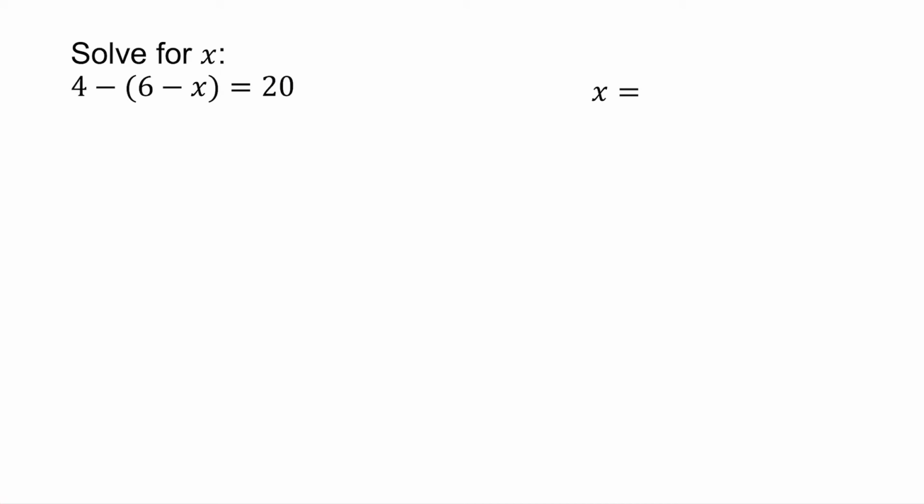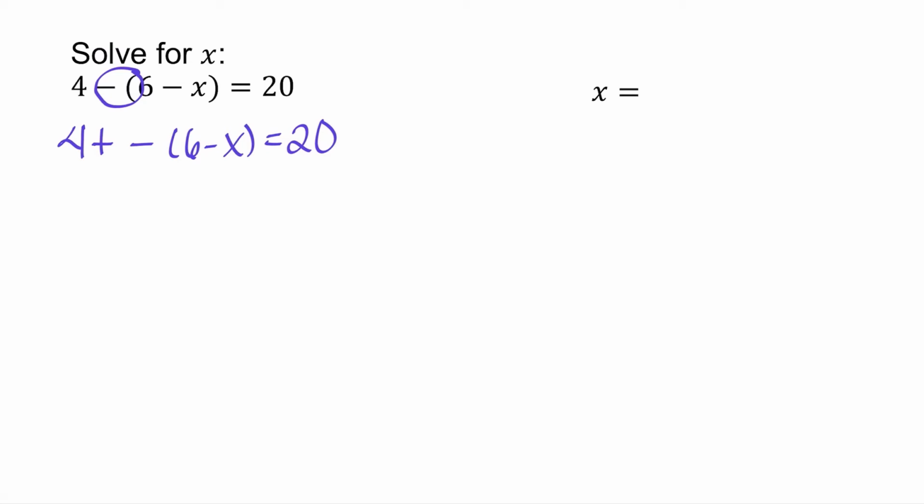Now let's try solving this problem for x. We have 4 minus (6 minus x) equals 20. So in this problem, I have one of those situations where I'm distributing after a subtraction sign. When I'm distributing after a subtraction sign, I'm going to rewrite that subtraction as adding the opposite. So instead of this, I'm going to write 4 plus negative (6 minus x) equals 20.